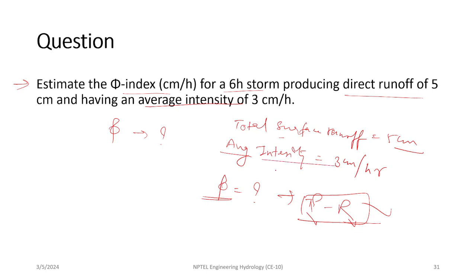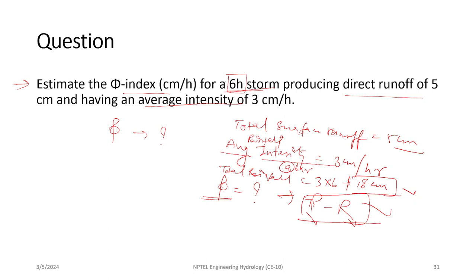So now this is the average rainfall intensity, but this average rainfall is occurring for the entire period of 6 hours. Now tell me the total rainfall. You can compute it easily now. It will be 3 into 6, which is 18 centimeter. Got it?